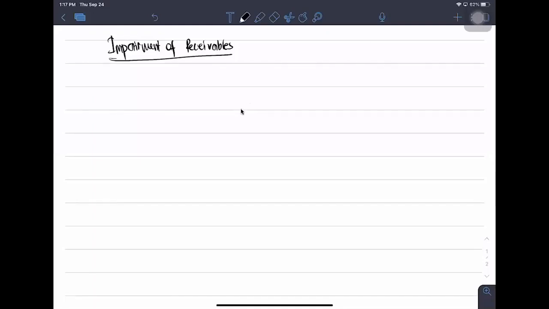Good afternoon. Our topic for today is impairment of receivables together with receivable financing.